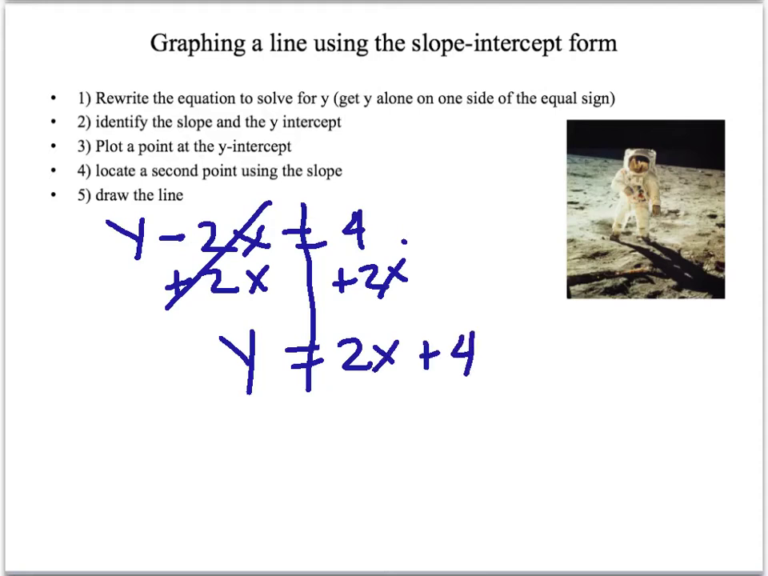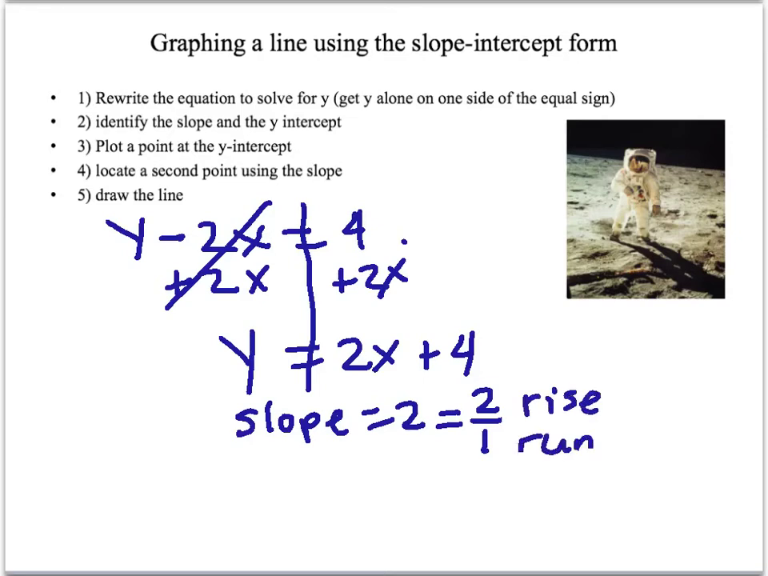Good to go. Next thing I want to do is identify the slope and the y-intercept. So my slope equals 2. And remember, slope is rise over run. So this is just a whole number, and I want to have it in fraction form. Well, 2 is the same as 2 over 1. So this tells me my rise is 2, and my run is 1. What's my y-intercept? The b equals 4. So b is my y-intercept.